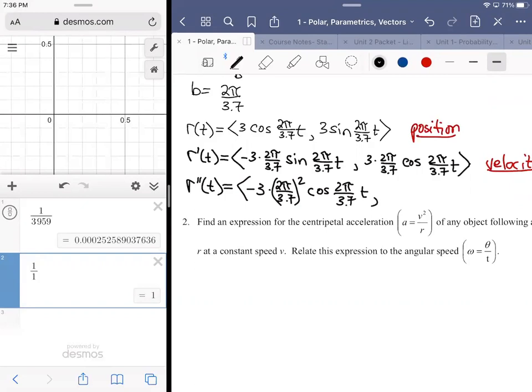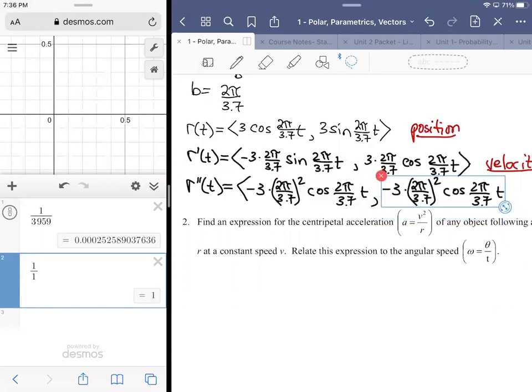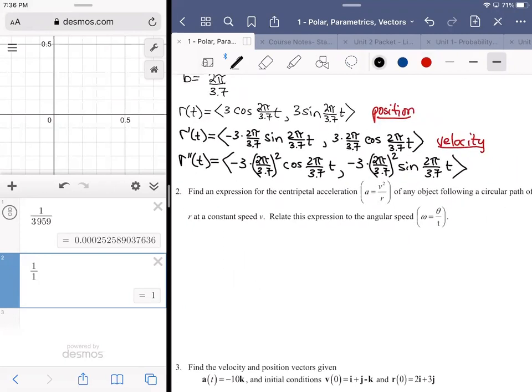Then all that stuff again, cosine becomes negative sine, except, like I said, you're going to get a sine in the middle. Not really in the middle, you know, like in the midst of the expression. Right, so that's my acceleration.